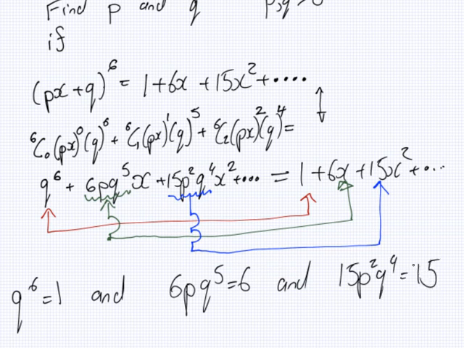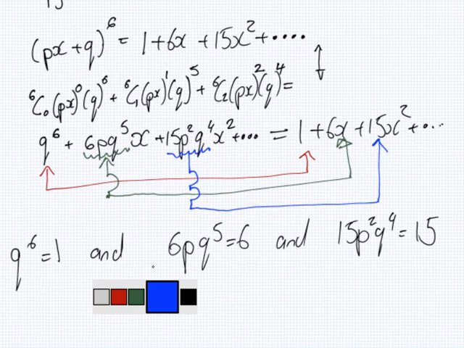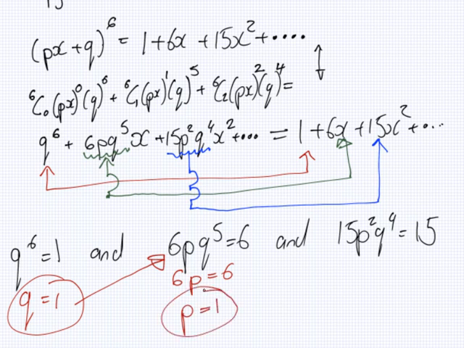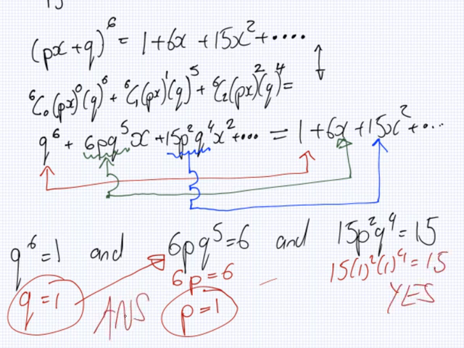Now this is kind of an easy example here because Q has to equal 1. If I put that in here, I get 6P equals 6. So P has to equal 1. I can stop because I have my P and Q, but it's good to check. Does 15, 1 squared, 1 to the 4 equal 15? Yes. So this is the answer here.